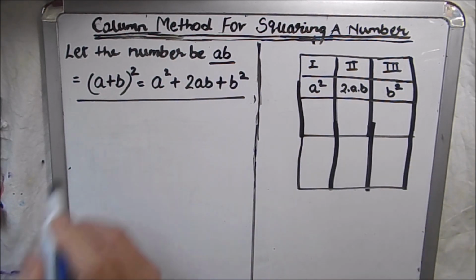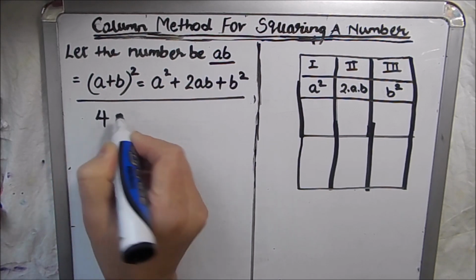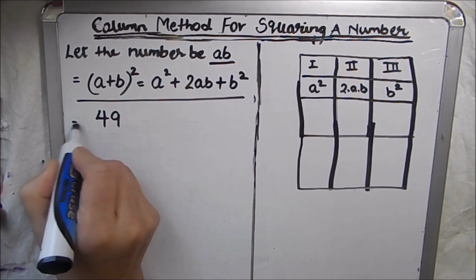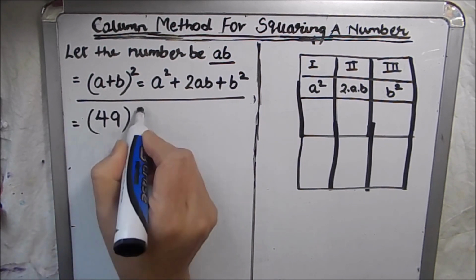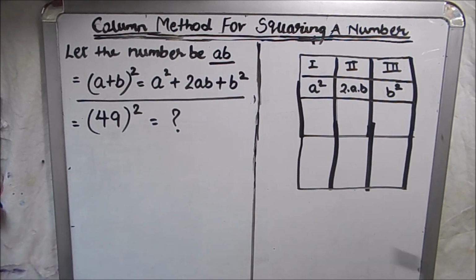Now I'm going to take one example here and we are going to fill in the columns according to the example. So let's have a question. We need to find the square of 49. This is our question and we are going to find it with this method very easily.